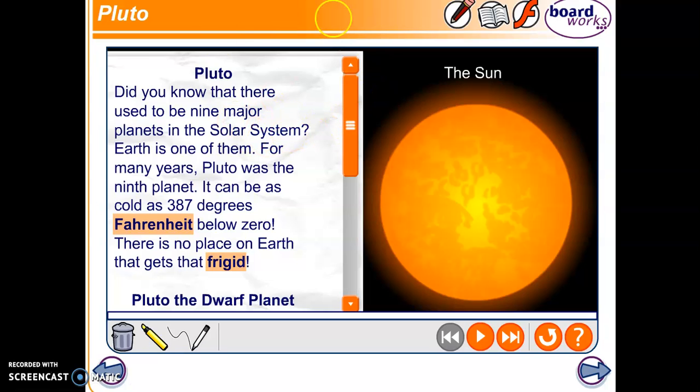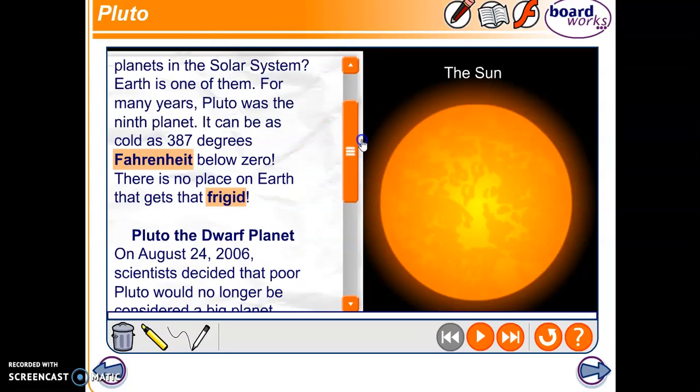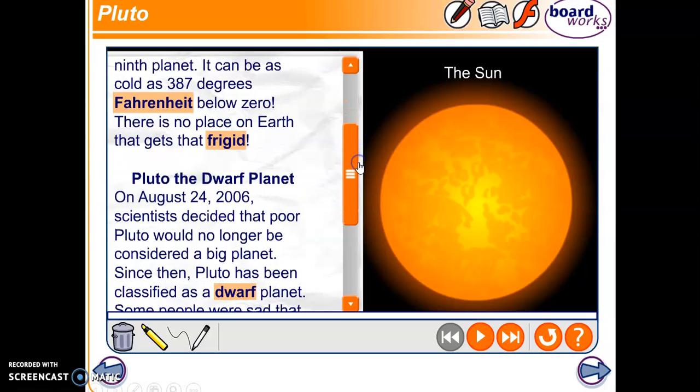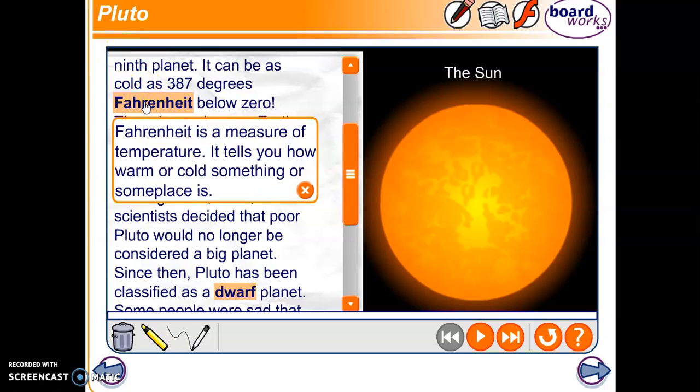It could be as cold as 387 degrees Fahrenheit below zero. There is no place on Earth that gets that frigid. Now, frigid means very cold. Okay? Fahrenheit is a measure of temperature. Here in the United States, we use Fahrenheit to measure our temperature. Around the world, everyone else uses Celsius. Okay? We don't use Celsius. We use Fahrenheit.